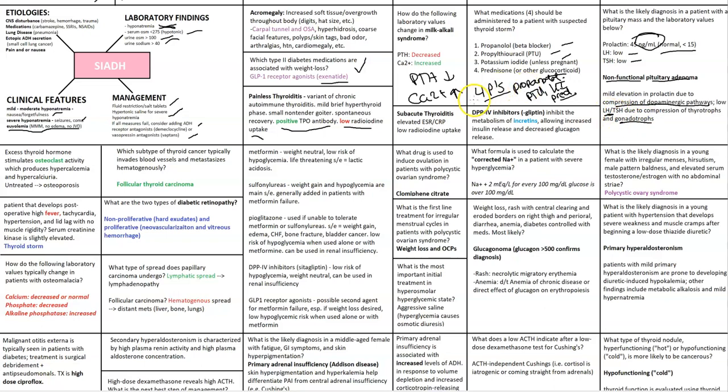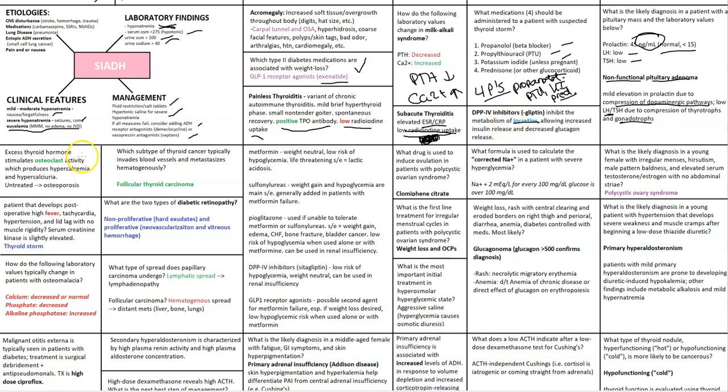Subacute thyroiditis. In subacute thyroiditis, there's going to be elevated ESR, CRP, and a low radioiodine uptake. Sorry, I'm getting confused. Low radioiodine uptake. DPP-4 inhibitors, the gliptins, inhibit metabolism of incretins, allowing increased insulin release and decreased glucagon release.